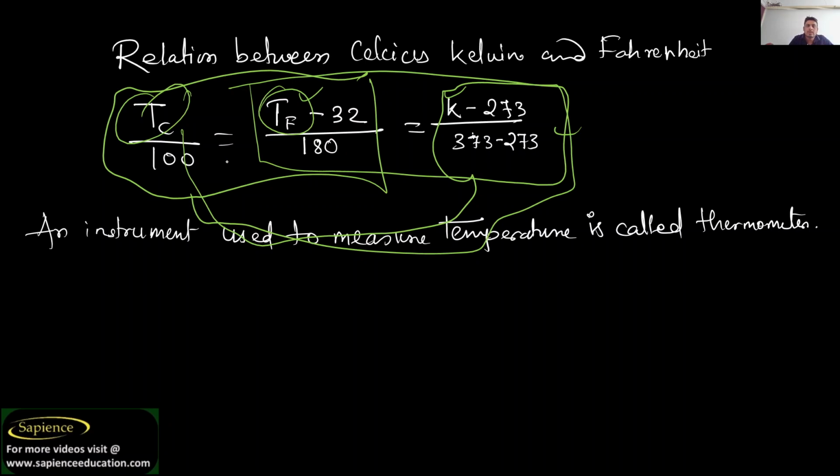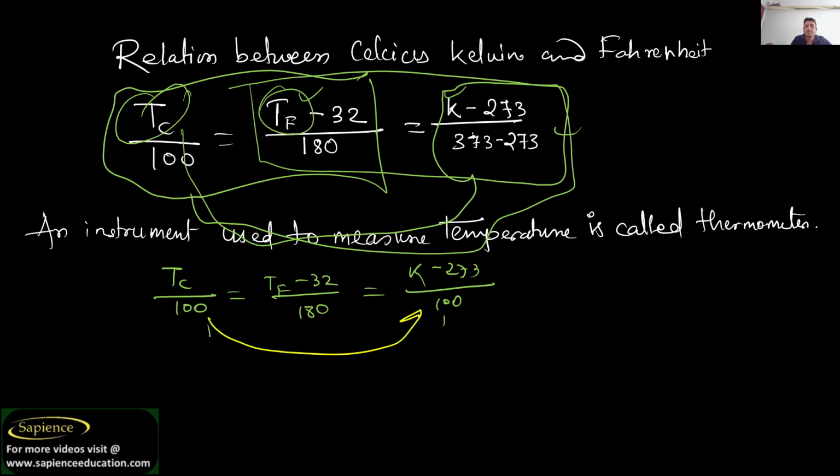Use this relation. The above relation can also be rewritten as temperature in degrees Celsius divided by 100 is equal to temperature in Fahrenheit minus 32, divided by 180, and this is equal to K minus 273 divided by 100. So if you talk about this part, this part and this part, we will get temperature in degrees Celsius divided by 100 is equal to K minus 273 divided by 100. So 100 got cancelled. So temperature in degrees Celsius is equal to Kelvin minus 273.